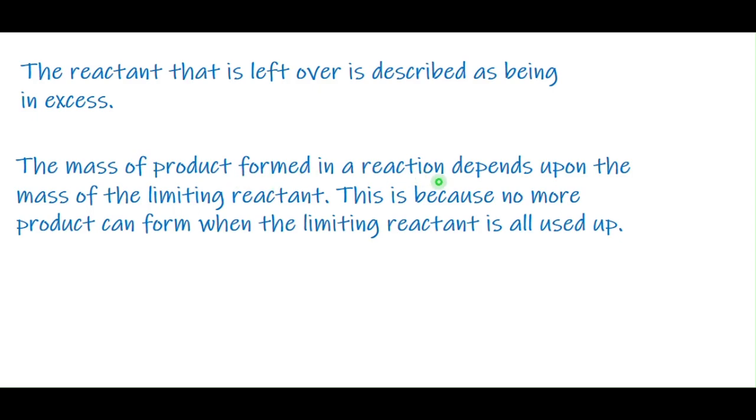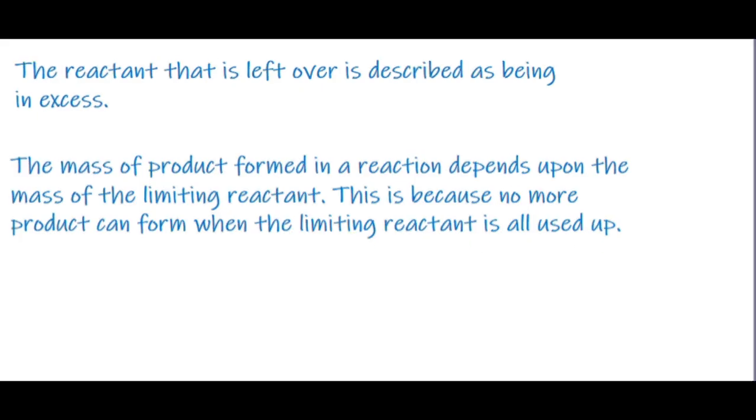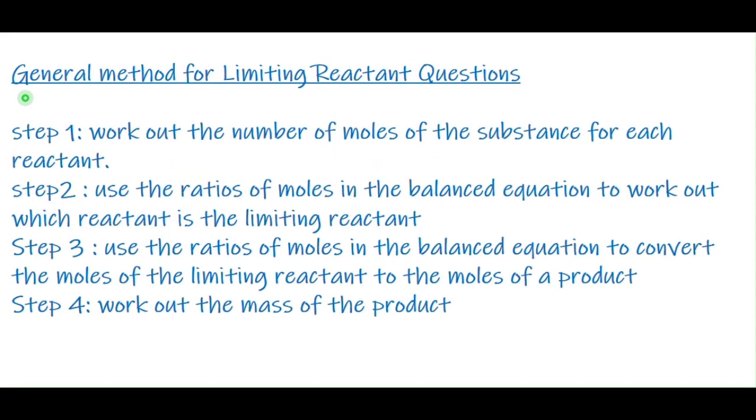The mass of the product formed in a reaction depends upon the mass of the limiting reactant. And this is because no more product can be made when the limiting reactant has all been used up. And this is a very, very important idea in the chemical engineering industry. Now, limiting reactant questions are very similar to reacting masses, and there's a general method.